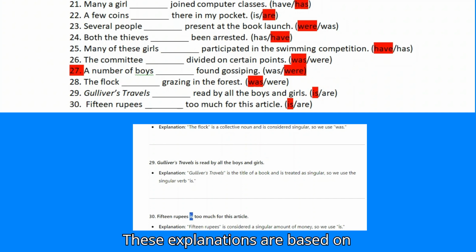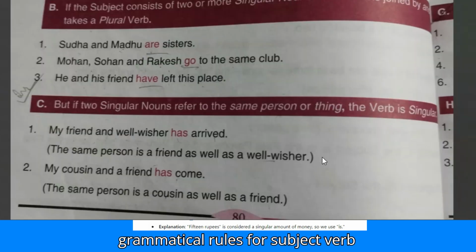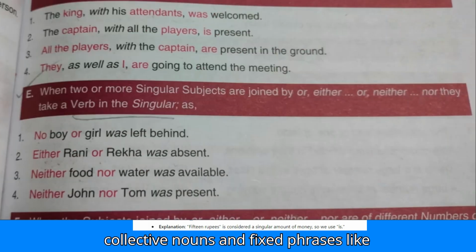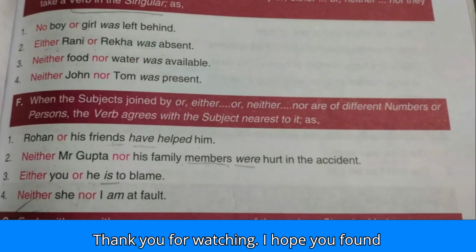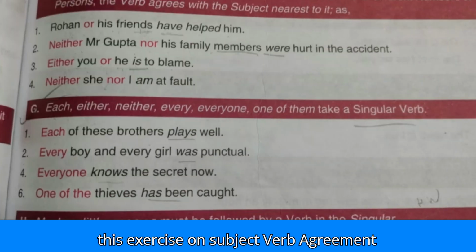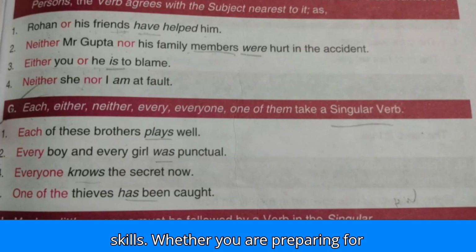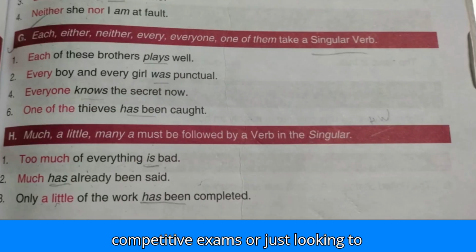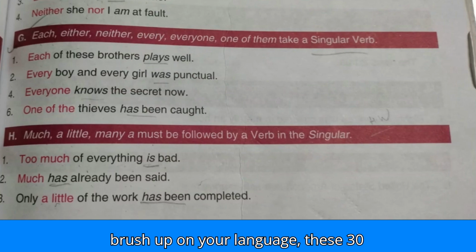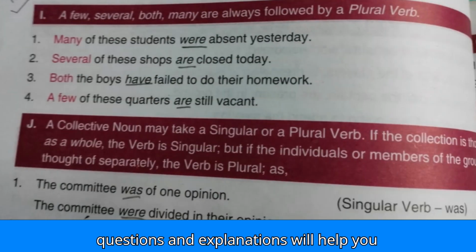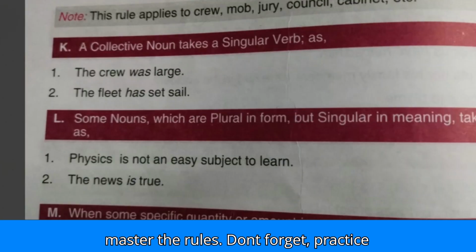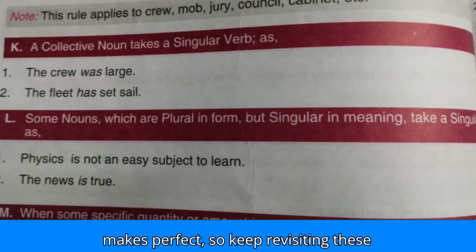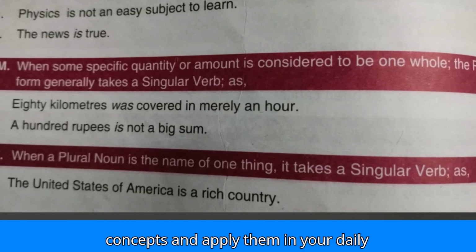These explanations are based on grammatical rules for subject-verb agreement, including exceptions like collective nouns and fixed phrases like many a. I hope you found this exercise on subject-verb agreement helpful for improving your grammar skills. Whether you're preparing for competitive exams or just looking to brush up on your language, these 30 questions and explanations will help you master the rules. Don't forget, practice makes perfect, so keep revisiting these concepts and apply them in your daily writing.